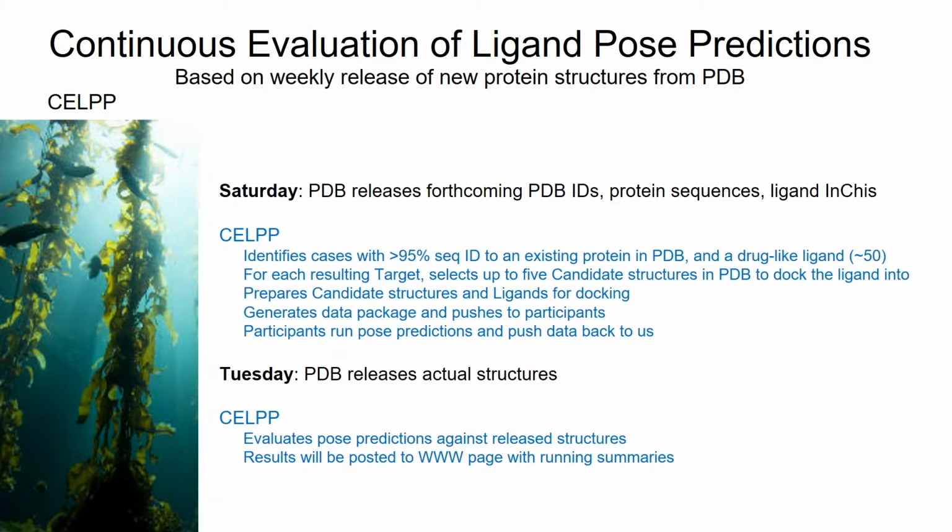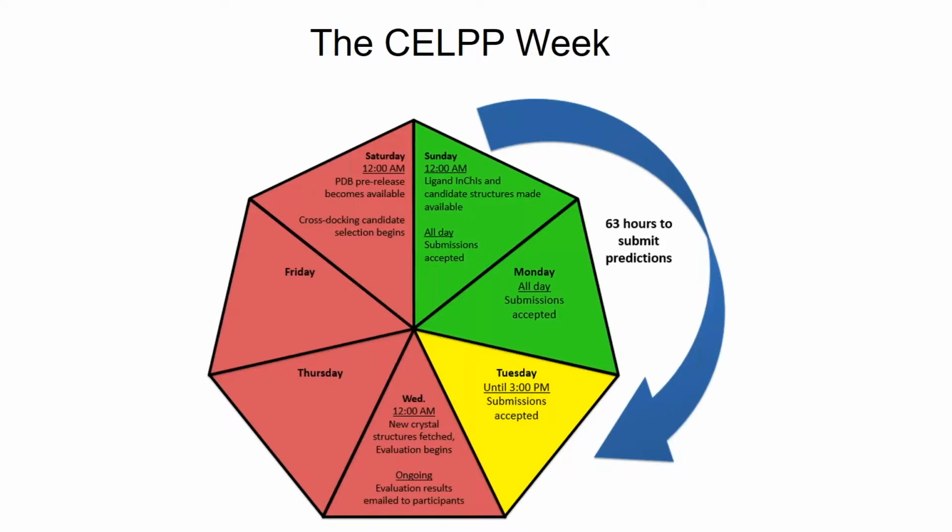This is on a fairly quick time scale, so we're looking to people to develop automated servers. Tuesday, the PDB releases the actual structures, and we can do basically RMSD calculations against those. And the goal ultimately is to have a web page with running summaries of how various methods are doing as the data accumulates. And we find that there are on the order of 50 suitable co-crystal structures a week. So this is going to generate a pretty nice data flow. So this happens week after week.